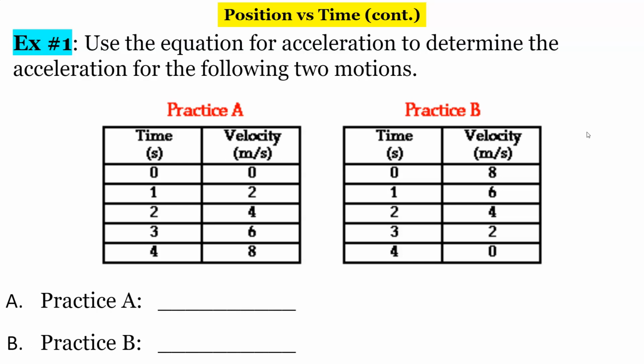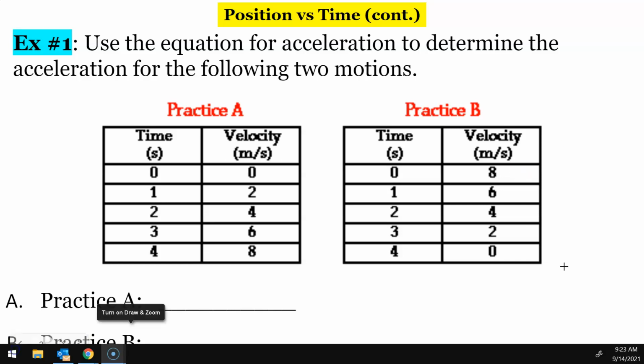So here's an example. It says, use the equation for acceleration to determine the acceleration for the following two motions. All right, so let's start by looking at the first table here. We start with a velocity of 0 meters per second, and then it goes to 2 meters per second. So that's a change of 2. Going from 2 to 4, that's a change of 2 meters per second. Here, it's 2 meters per second. Here, it's 2 meters per second. So every second, we're adding 2 meters per second. So for practice A, the acceleration will be 2 meters per second, and that's how the velocity is changing per second. So our units are going to be meters per second squared.